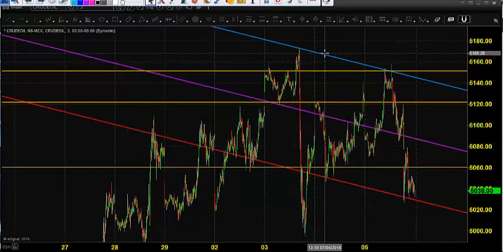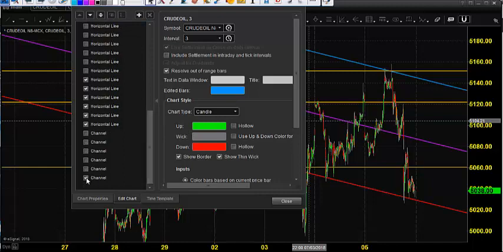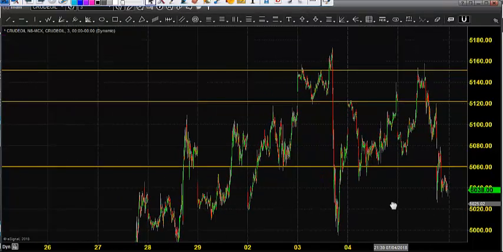So three trend channels to help you for today's trading, and let's see how it's going to perform in tomorrow's video analysis.